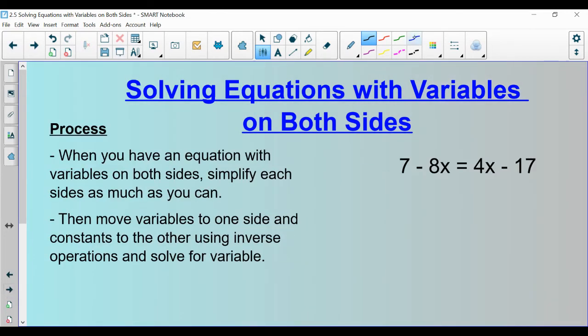So here's an example. As you can see, there's an x on this side and an x on this side of the equal sign. So what we need to do is figure out what value of x makes this true. So I have some hints over here.